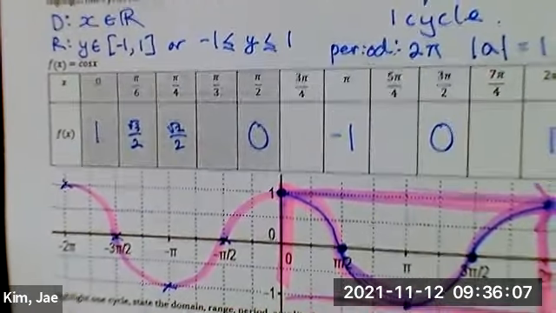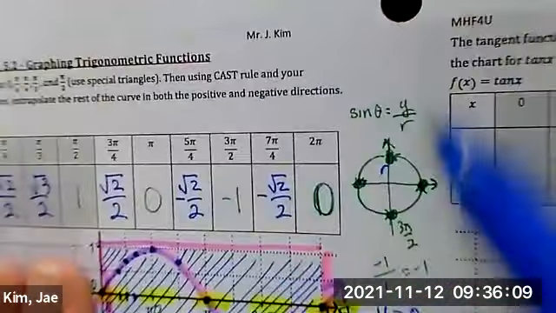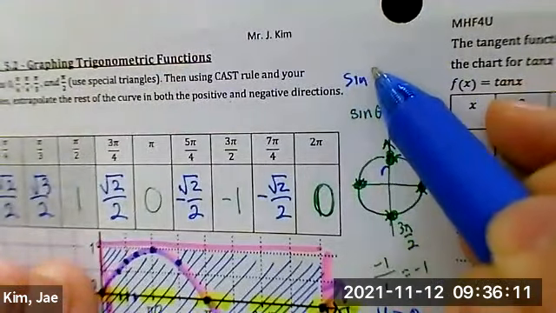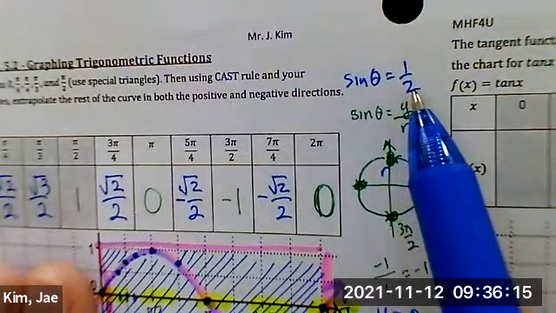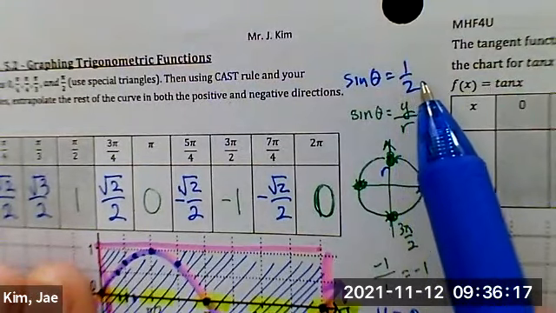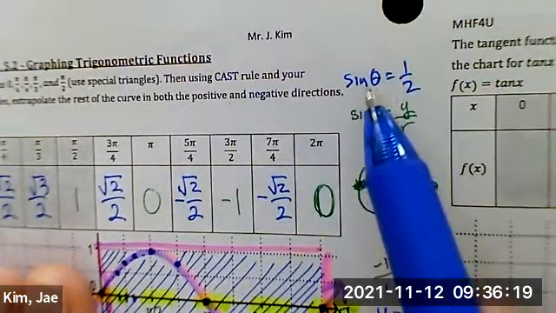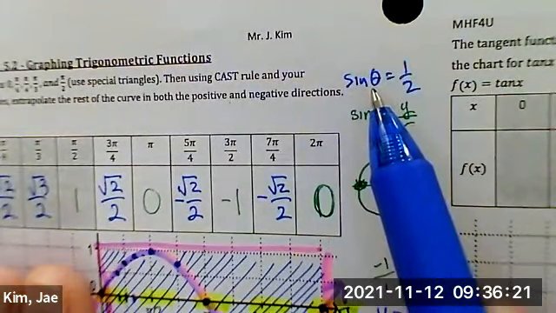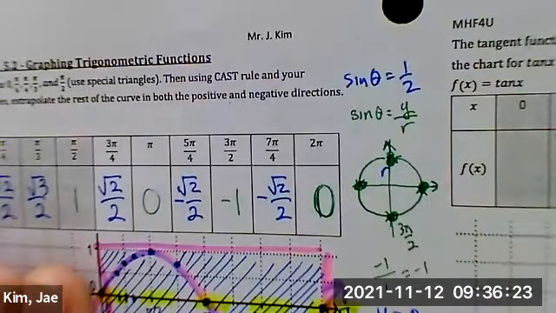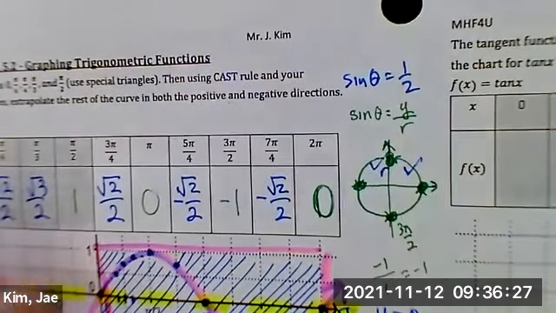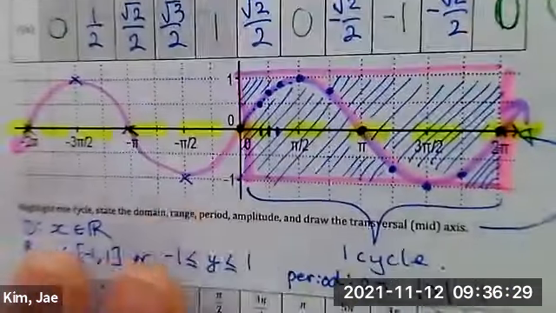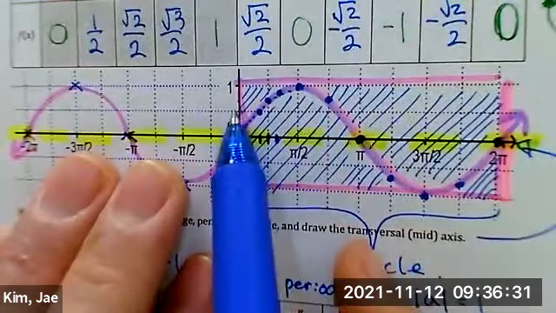If I asked you using CAST rule, when is sine theta equal to half? Sine theta is positive. That means where would you see this angle appear? Sine angle is positive. Austin? Quadrant 1 or quadrant 2? Take a look. In my sine function, half is right here.